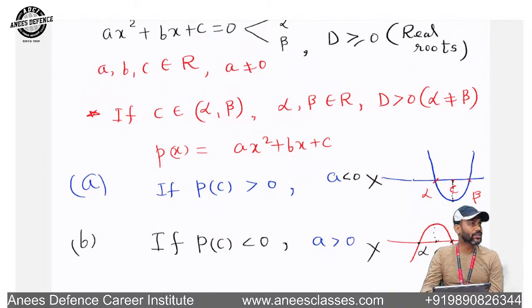This is nothing but location of roots. Depending upon the location of roots, we can find the value of A or maybe P of C. In the reverse way, the question can be asked too. If A is negative, then P of C would be positive. If A is positive, then P of C would be negative, provided C lies between alpha and beta, where alpha and beta are unequal, distinct real roots.